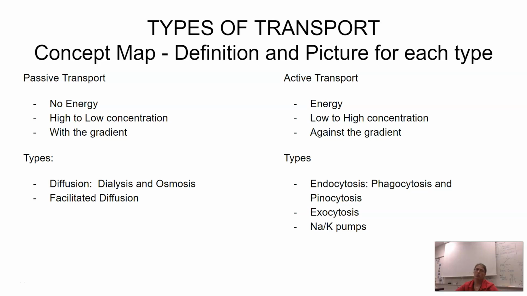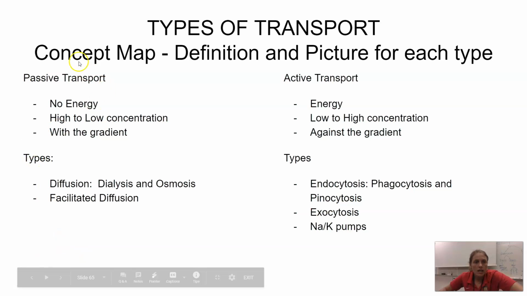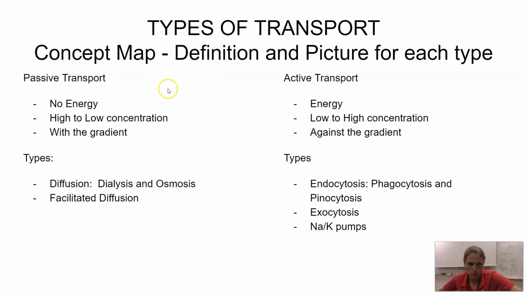When we talk about transport, we're talking about things coming across a membrane. There are two types of transport, and I like to see this as a concept map in my head, so I'll show you a picture of that in just a second. But there is passive transport and there is active transport.